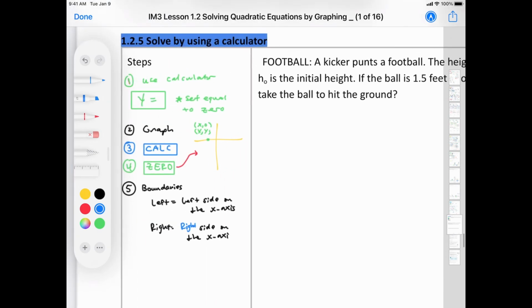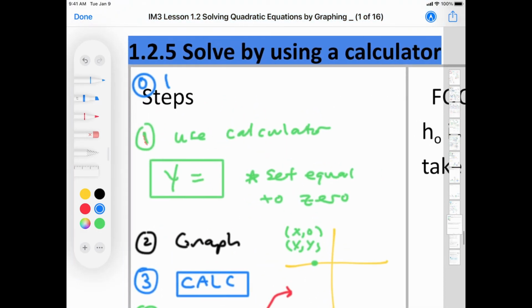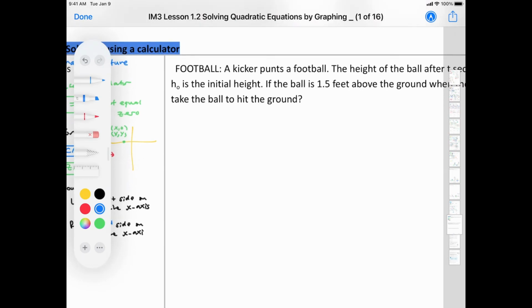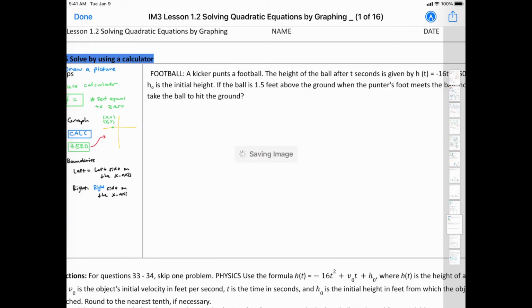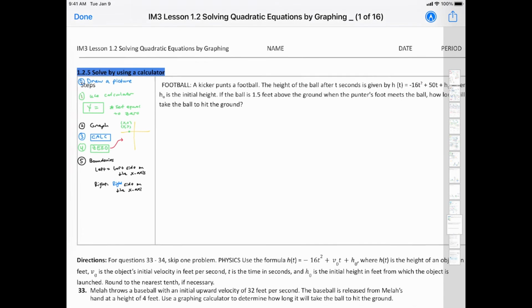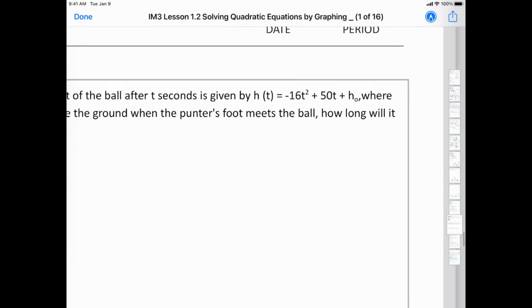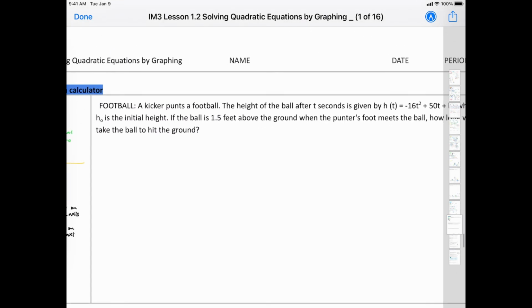A punter, well, I know it, I missed one. Step 0, it's kind of weird, I always call these step zeros, is draw a picture. Draw a picture, because it conceptualizes what you're doing. Okay, a kicker punts a football. The height of the ball after t seconds is given by h of t equals negative 16 t squared plus 50t plus h0, where h0 is the initial height.